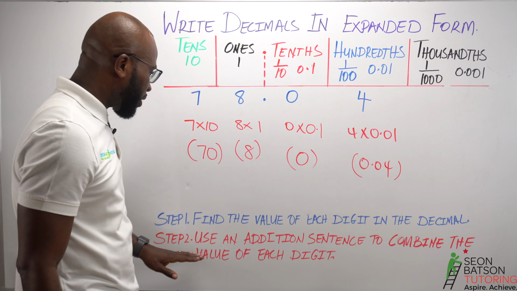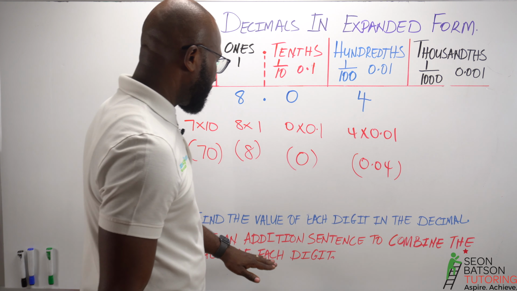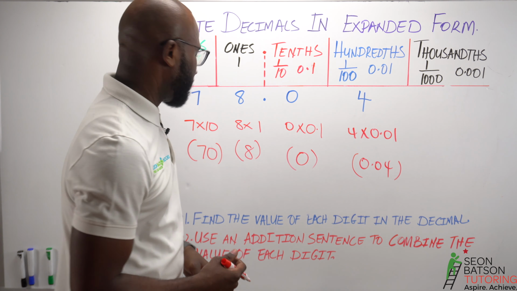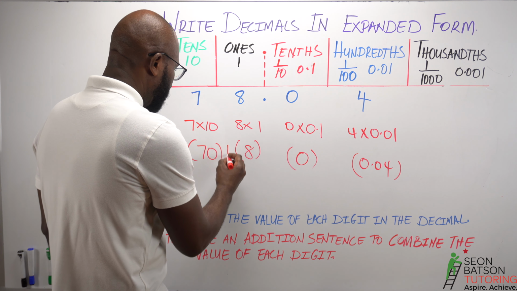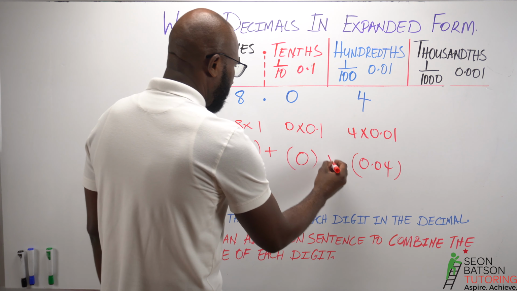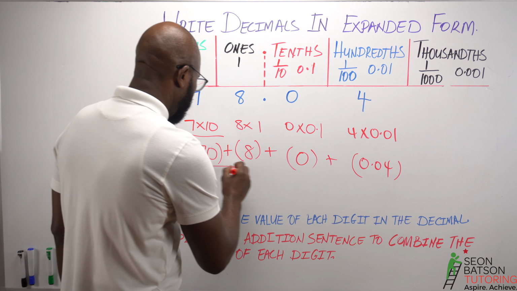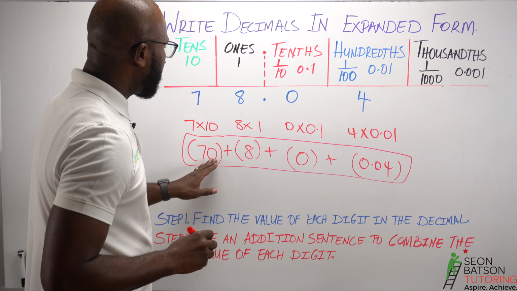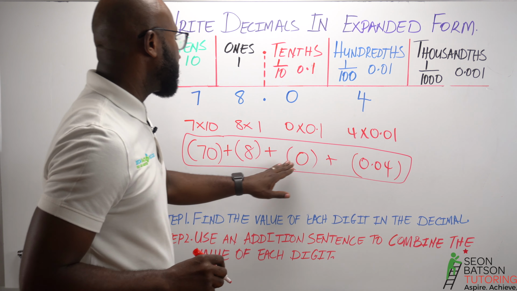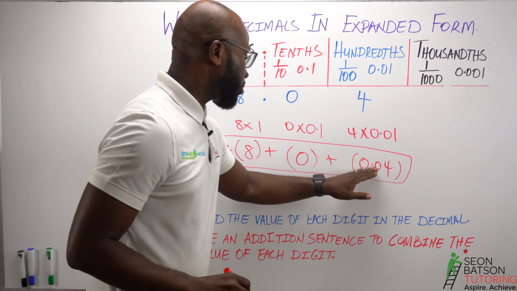Now, step 2, we will use an addition sentence to combine or show the value of each digit in the decimal. So we'll simply put an addition sign here, here, here. So our decimal in expanded form is 70 plus 8 plus 0 plus 0.04.